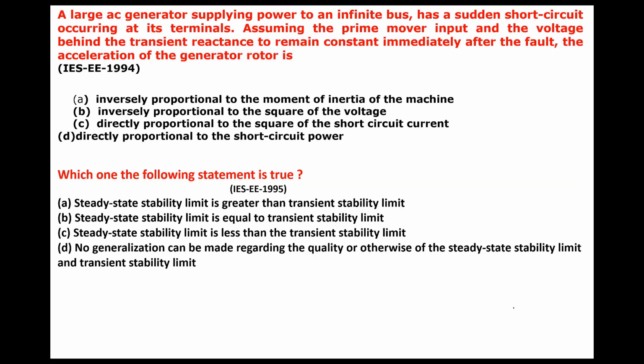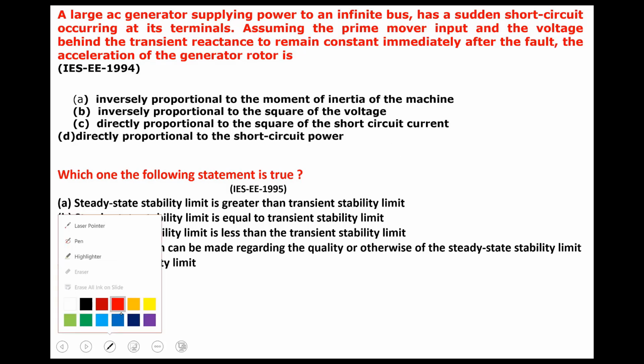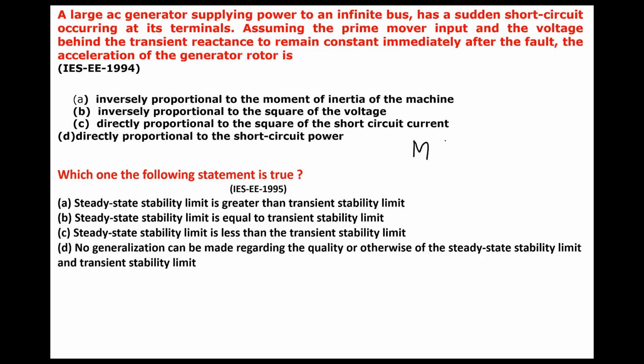Next, read. So PA, accelerating power, from the same equation, M d square delta of t by dt square is equal to PA, which implies rotor acceleration d square delta of t by dt square is equal to PA divided by M. Okay, so what is the value of M?